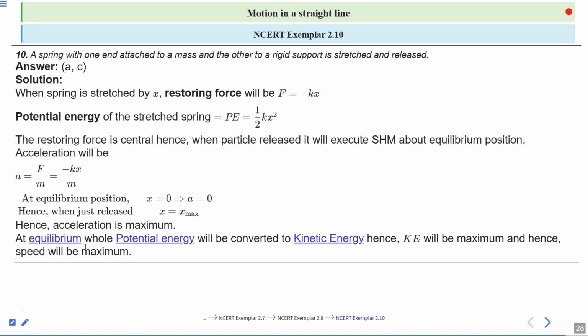At equilibrium, the whole potential energy will be converted to kinetic energy. Hence, kinetic energy will be maximum, and hence speed will be maximum. So here the main concept is that potential energy is directly converted to kinetic energy at equilibrium.